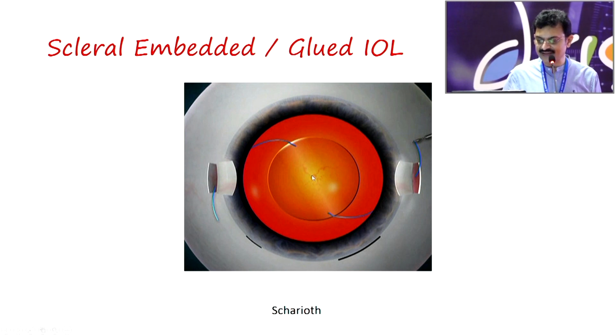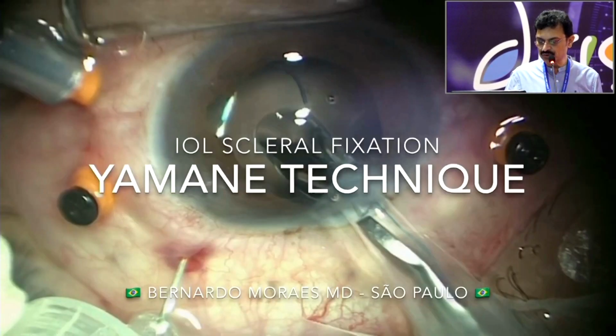The next technique is the scleral embedded or glued IOL. This is a very nice technique, but it's also a little bit messy. It's better done by a posterior segment surgeon with an infusion through the sclera than by an anterior segment surgeon. You make 2 scleral flaps, and you put the lens haptics through tunnels and fix it. There is no suturing here, so there is no drop.